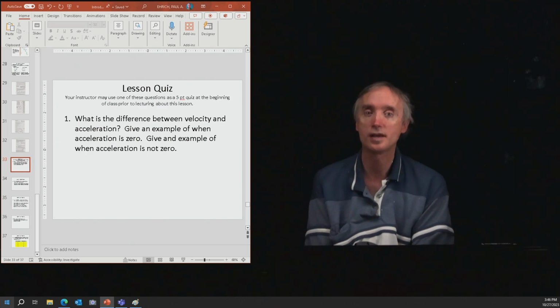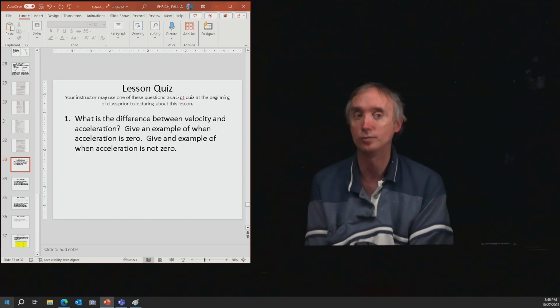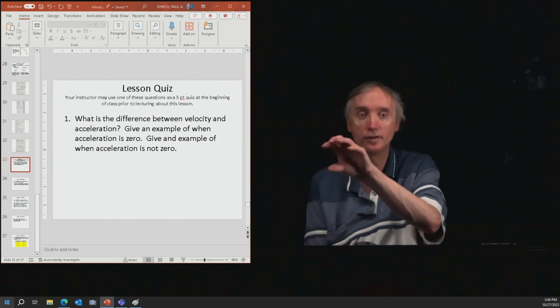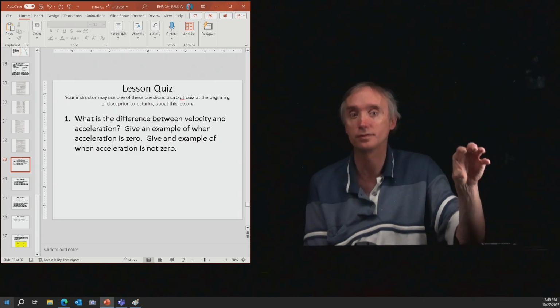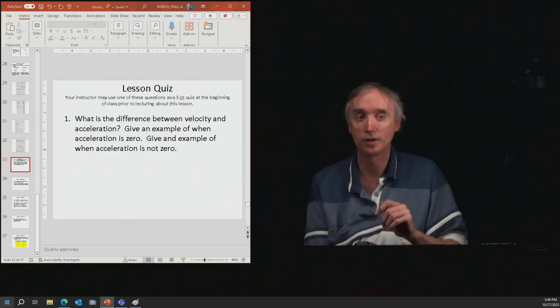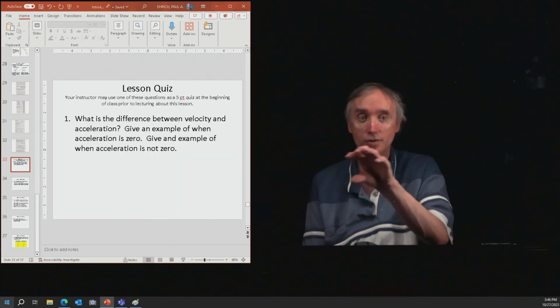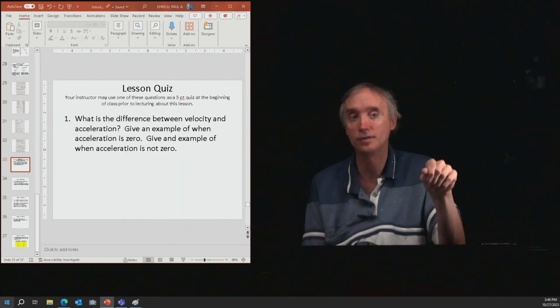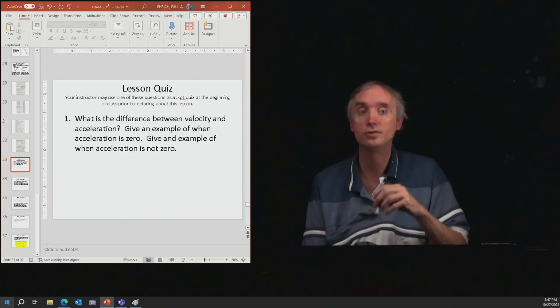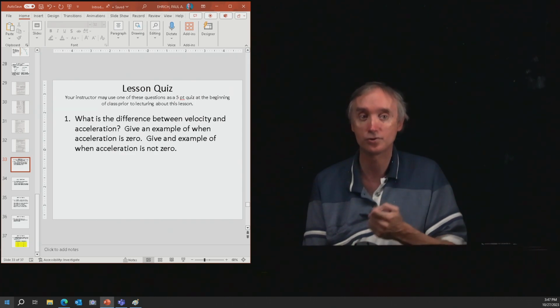So it says to give an example of when acceleration would be 0. So that would be if you're in your car and you're driving down the road at a constant speed. So if you're going at a constant speed, your acceleration would be 0. Okay, give an example of when acceleration is not 0. So again, you're in your car, you're going at a certain speed, and then you hit the accelerator. So then your speed begins to change.